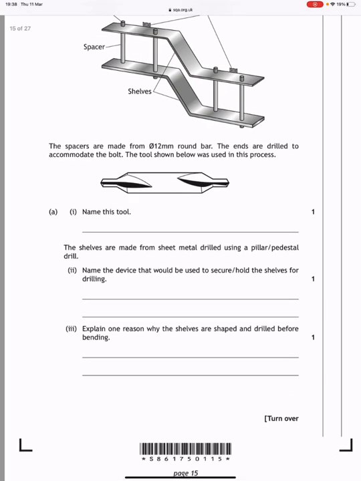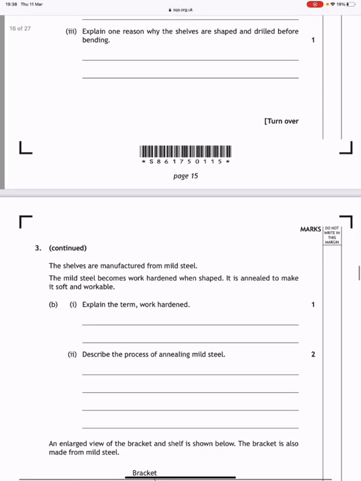Explain one reason why the shelves are shaped and drilled before bending. Well, you wouldn't be able to drill them if they're bent. Much easier to drill them when they're flat. The shelves are manufactured from mild steel. The mild steel becomes work hardened when shaped. It's annealed to make it soft and workable.